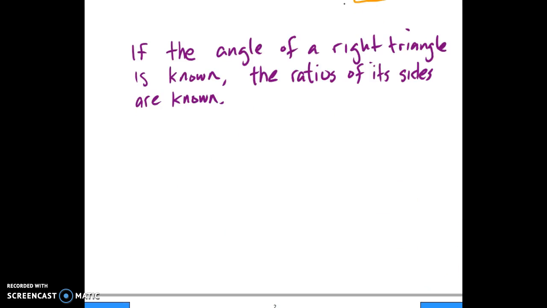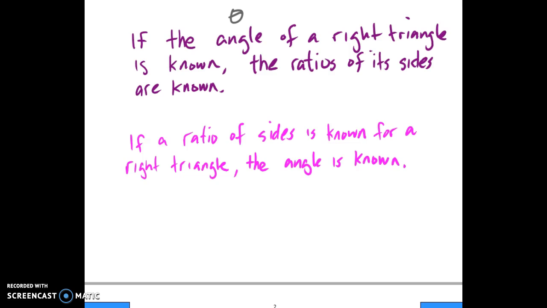So what this means is if the angle, and we're calling the angle theta, of a right triangle is known, the ratio of its sides is also known, and we use that to our advantage in math and science. And also the converse is true. If a ratio of sides is known for a right triangle, the angle is known.